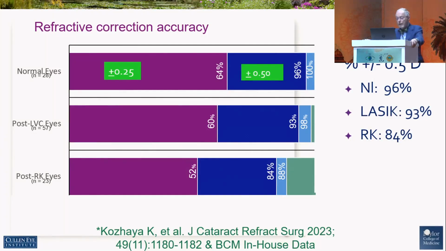And if you look at our accuracy, you can see on the right, in normal eyes, we were 96% within a half diopter. In LASIK eyes, 93% within a half diopter. In RK eyes, 84% within a half diopter.